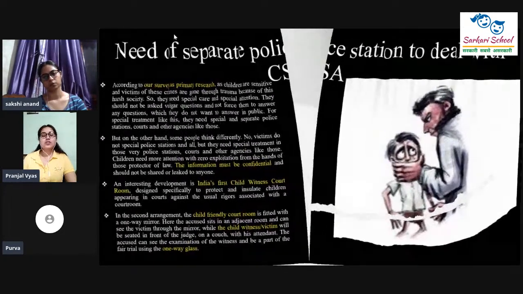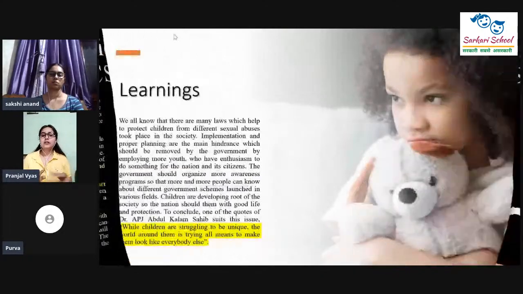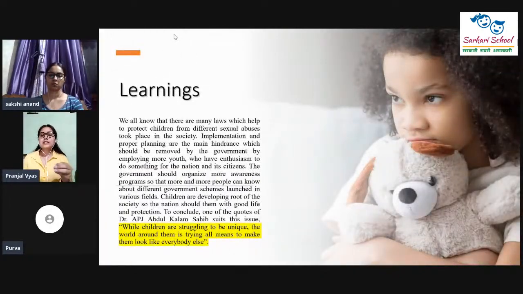While the child witness or victim of the case is seated in front of the judge on a couch with his or her attendant, the accused sees the whole examination and can be a part of the fair trial through that one-way mirror only.